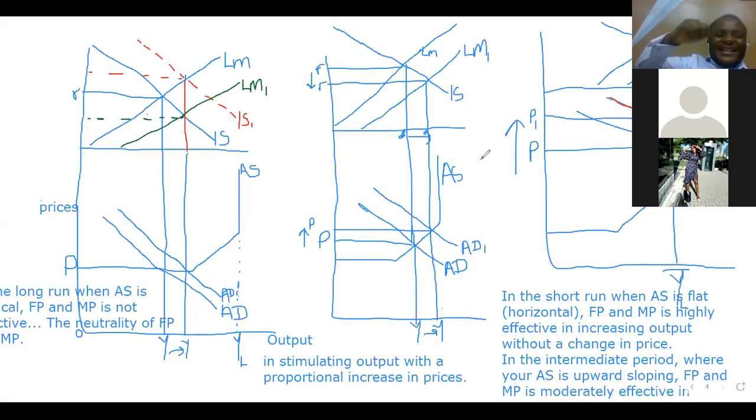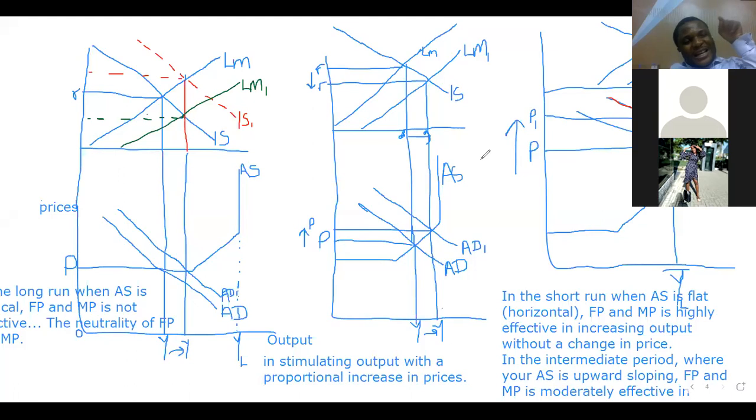Then it can also be inelastic in the LM curve. Inelastic in the LM curve means that your money demanded does not respond to changes in interest rate, meaning that your speculative demand for money does not respond to future expectations of changes in interest rates. So when one of them is inelastic, if you take up fiscal policy measures, it will give you the same result, just like when it was unitary.